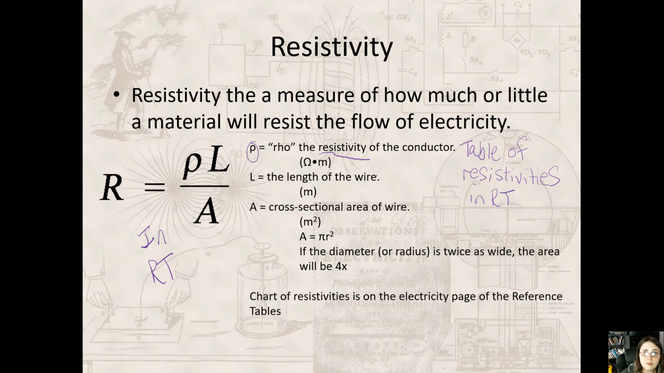Then L is the length of the material. A is the cross-sectional area of a wire. We really only deal with wires or tubes for this equation. As a reminder, the cross-sectional area is equal to pi r squared, the area of a circle. If the diameter or radius is twice as wide, the area will be 4 times as large because of that squared. Again, the chart of resistivities is on the electricity page of the reference table.